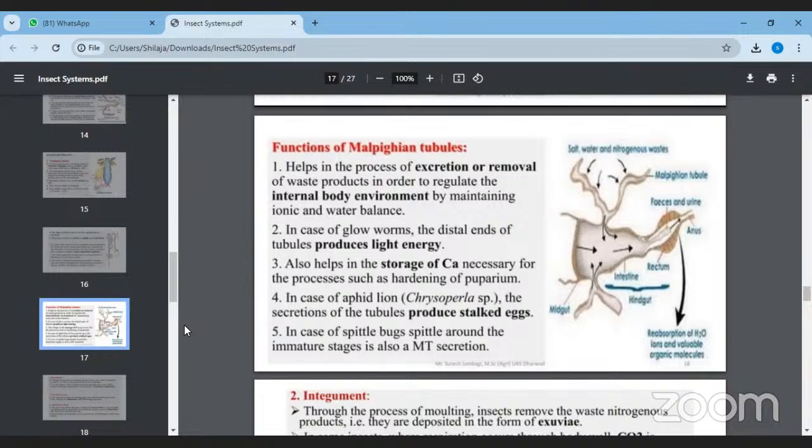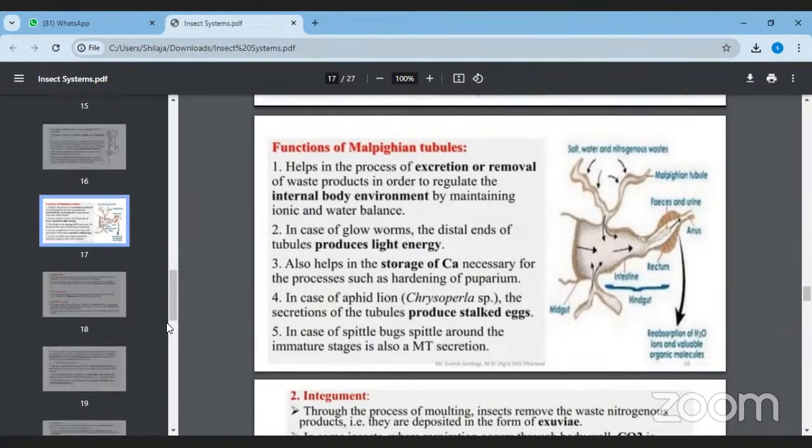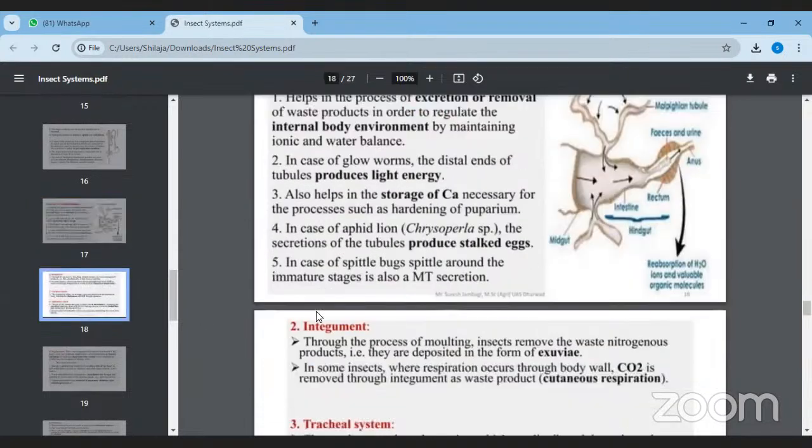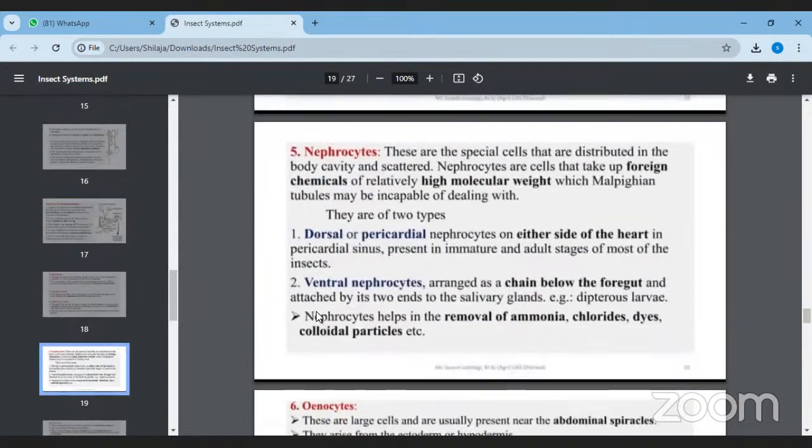And in case of spittle bugs also, the spittle around the immature stages is also Malpighian tubule secretion, which occurs around the bugs. Yes, still more functions are there which I'll explain.